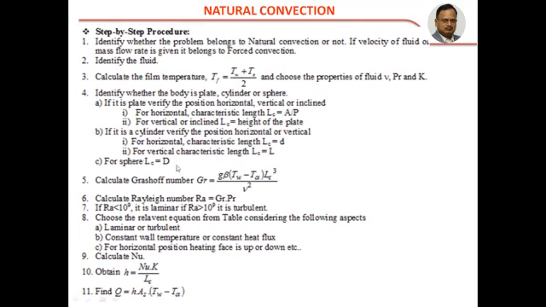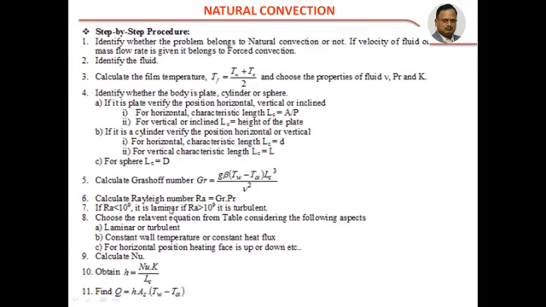Grashof number is the ratio of inertia force into buoyant force by viscous force squared. Calculate that Grashof number, then calculate the Rayleigh number by multiplying that Grashof number with Prandtl number. If Rayleigh number is less than 10 power 9, it is laminar. If Rayleigh number is greater than 10 power 9, it is turbulent.